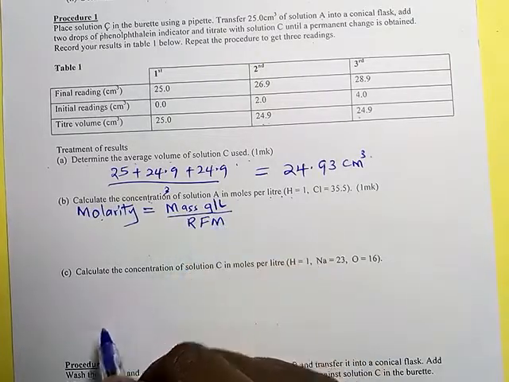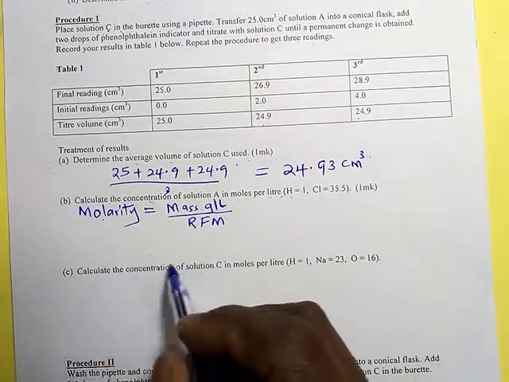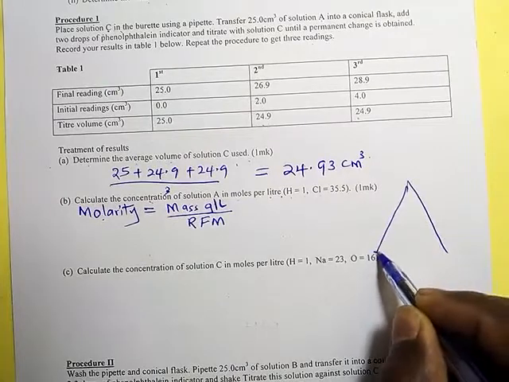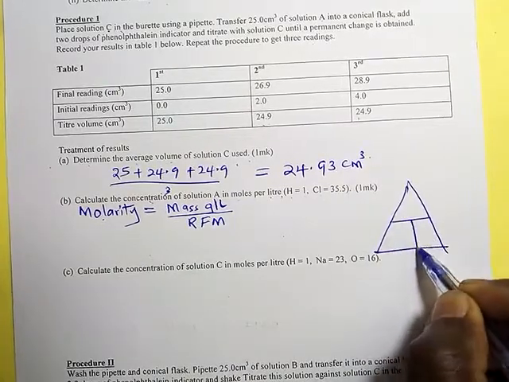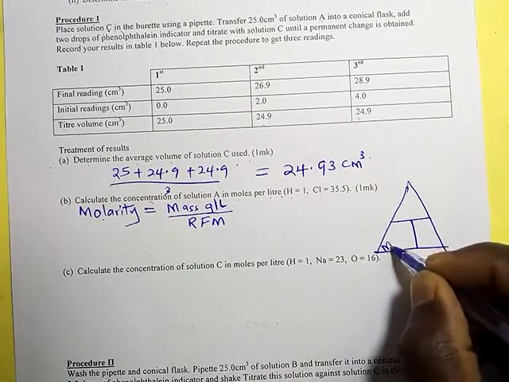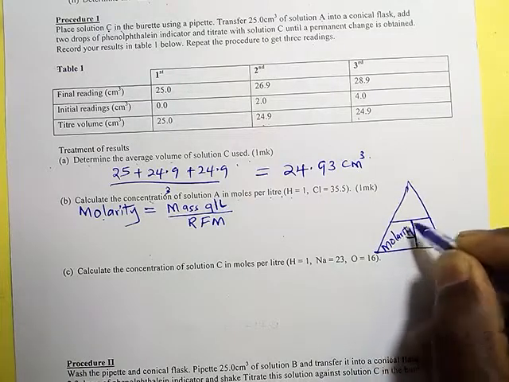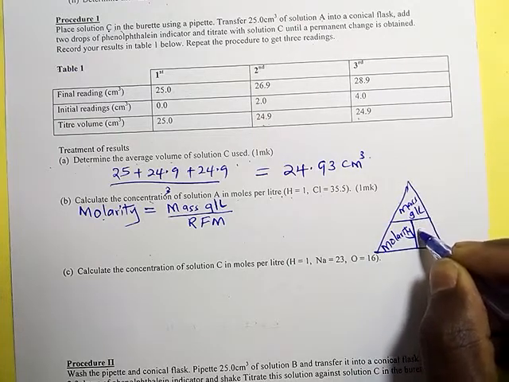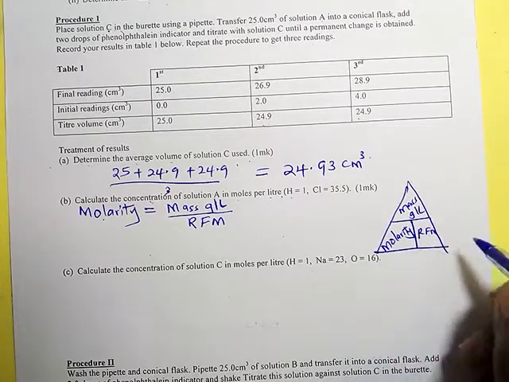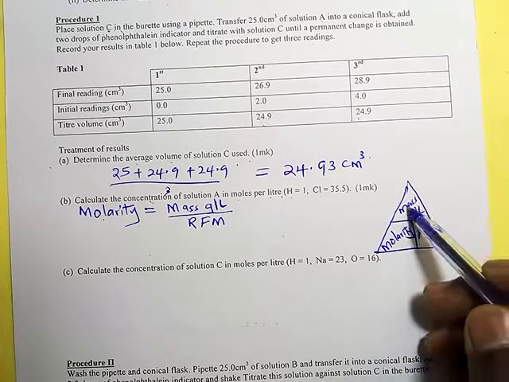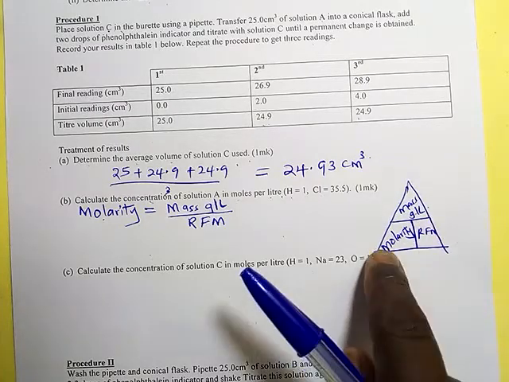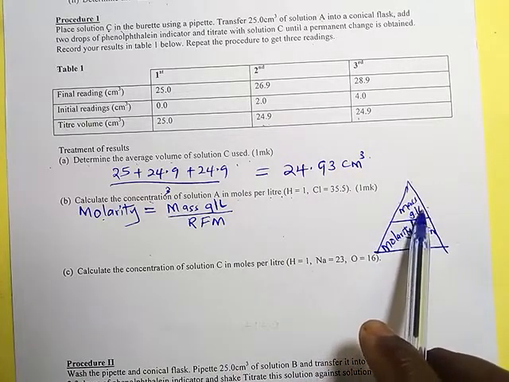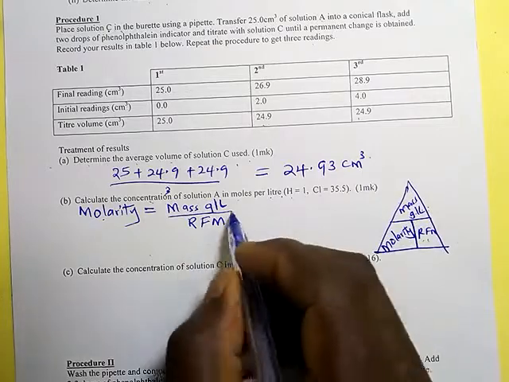RFM. Maybe if this is the first video you are seeing, there is a table I've been giving that I draw like this. For those who have seen it for the first time, we have molarity, mass in grams per liter, and then RFM. Whenever I want to calculate RFM, it is mass in grams per liter over molarity. If I want molarity, it is mass in grams per liter divided by RFM. So that's what we are doing here.